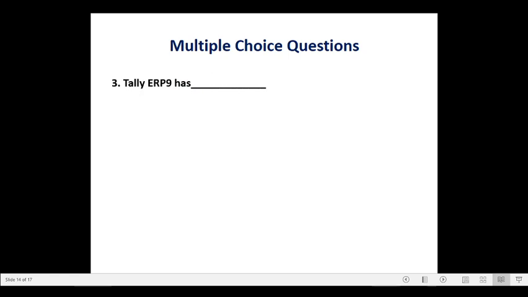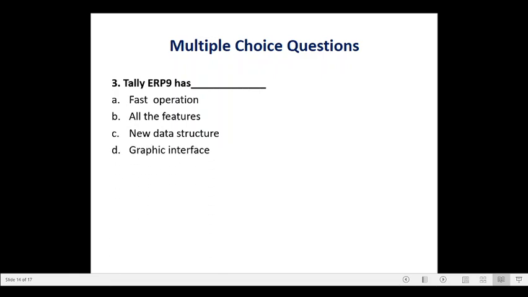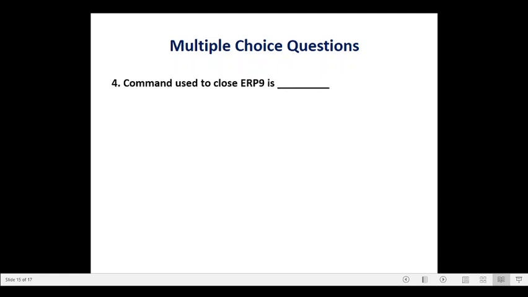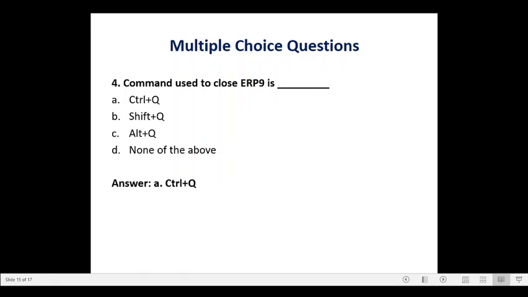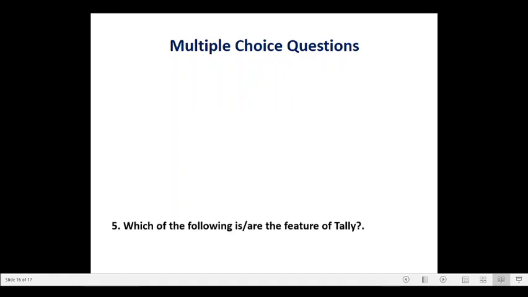Tally ERP 9, which is the latest version, has features like fast operation, all the features which have been mentioned here, new data structure, graphic interface. Yes, the answer is B, all the features. Let's move on to the next one. The command which is used to close ERP 9 is, options are Control Q, Shift Q, Alt Q, and none of the above. We have discussed there are two ways to come out of the Tally package. So that is, yeah, Control Q. The answer is A. Let's move on to the next question.